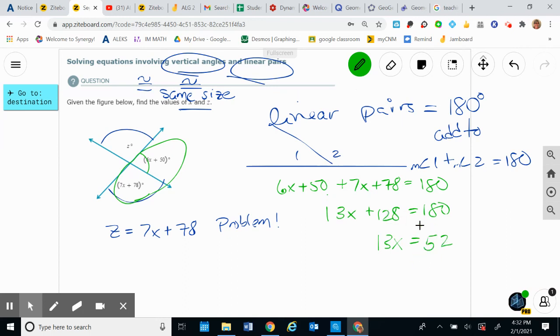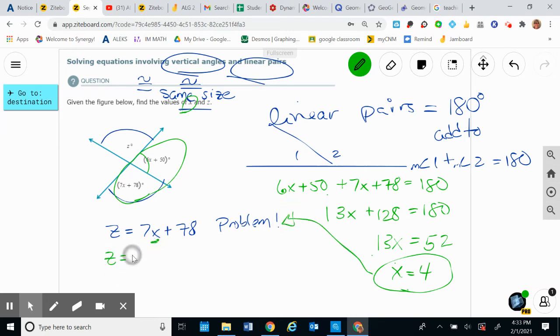Because 2 plus 8 is 10, carry the 1, 7 plus 1 is 8. Then you divide both sides by 13, and if you think of a deck of cards that has 52 cards, 13 cards to a suit, you will know that x is 4. Otherwise, just use your calculator, it's fine. So now I know x is 4. I've solved one of them. But I can go back now and solve for z, because now I know what x is.